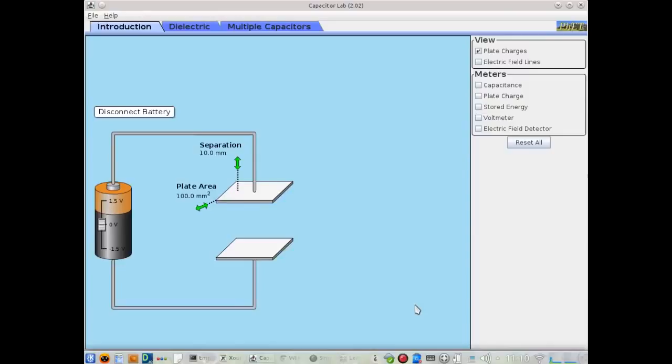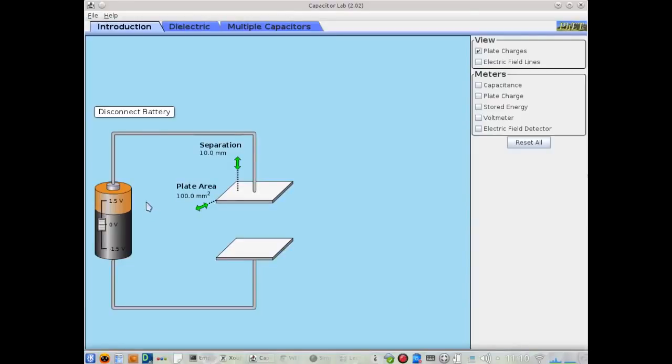Now, it's one thing to sketch equations on a little tablet computer. It's another thing to demonstrate using a simulation of the process. And so what I'm going to do now is walk you through a demonstration of a parallel plate capacitor in a circuit connected to a battery.